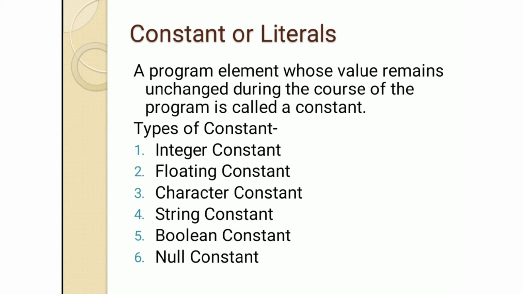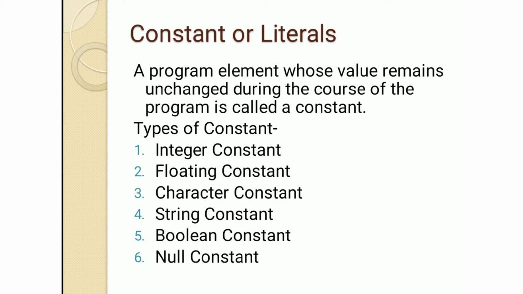Next we have constant. A program element whose value remains unchanged during the course of a program is called a constant. Now, a variable's value can be changed during the execution of a program, but a constant value cannot be changed, or it remains unchanged. They are called constants or literals. Java does not directly support constants. You can declare variables with an initial value to make them constant.